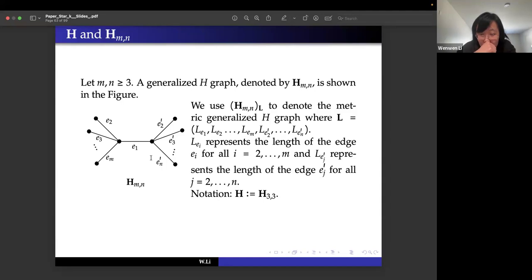The reason that we compute the second configuration space of the star graph, as well as this generalized H graph, is that our goal is to figure out the persistent homology of the second configuration space of trees. Any tree can be decomposed into star graphs and those generalized H graphs, right? So if we have the data for each patch, then we can use the Mayer-Vietoris spectral sequence argument to figure out the persistent homology of that. That's the point.